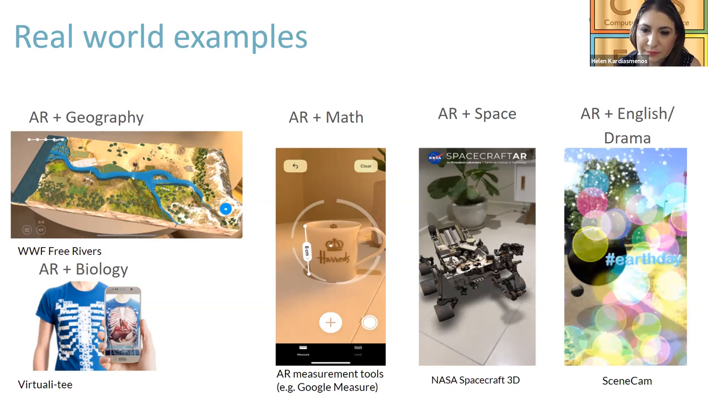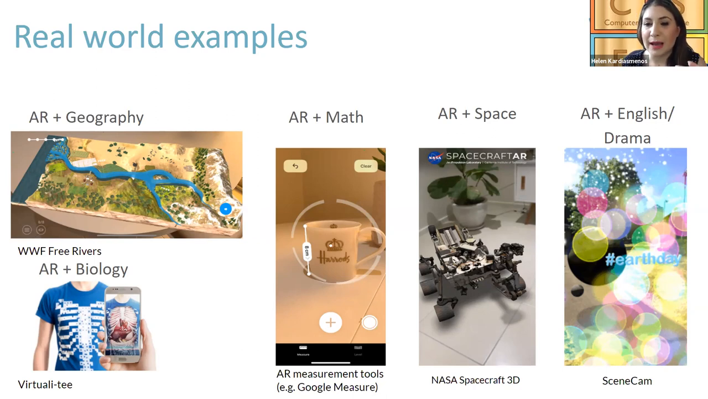And then last, we've also got an example for English or drama, which is Scene Cam. And Helen told me about this one. I don't know if you wanted to talk about it. So this one's a lot of fun. I've used it with my stage 2 girls, and essentially you can build a scene. So you take a photo in your space and you can add different elements to the scene. So you can have bubbles or circles like in the picture here. You can add text. You can add crazy little characters and stuff. And you can use it to tell a story.